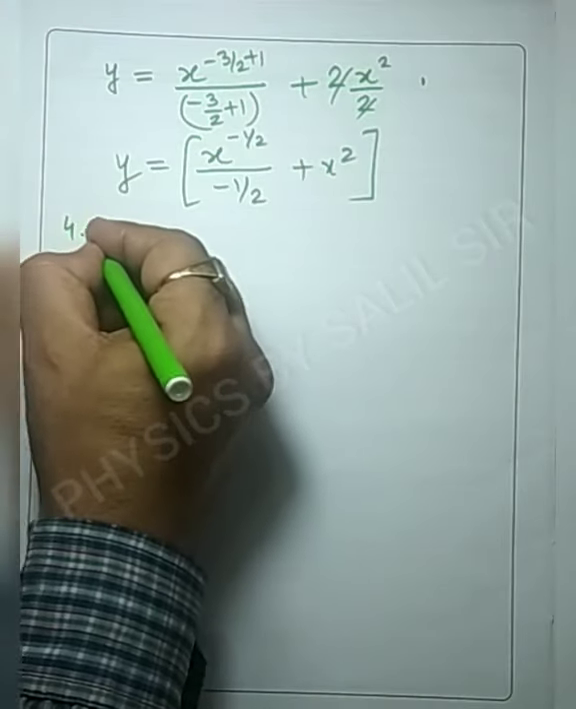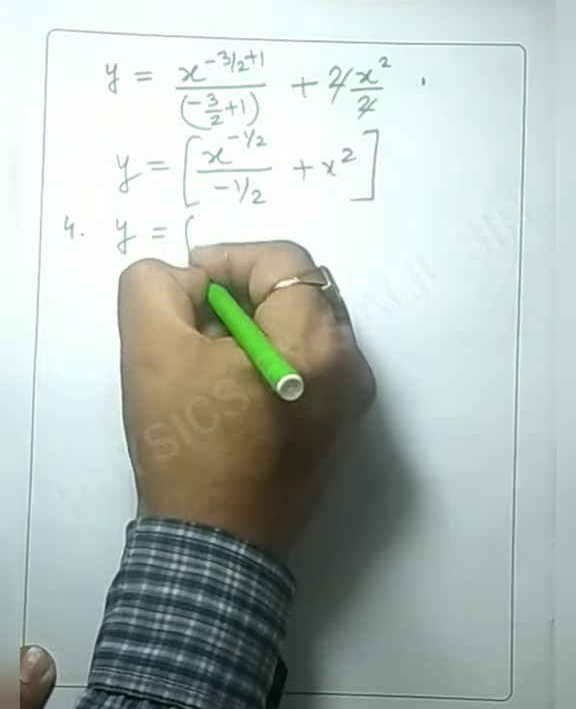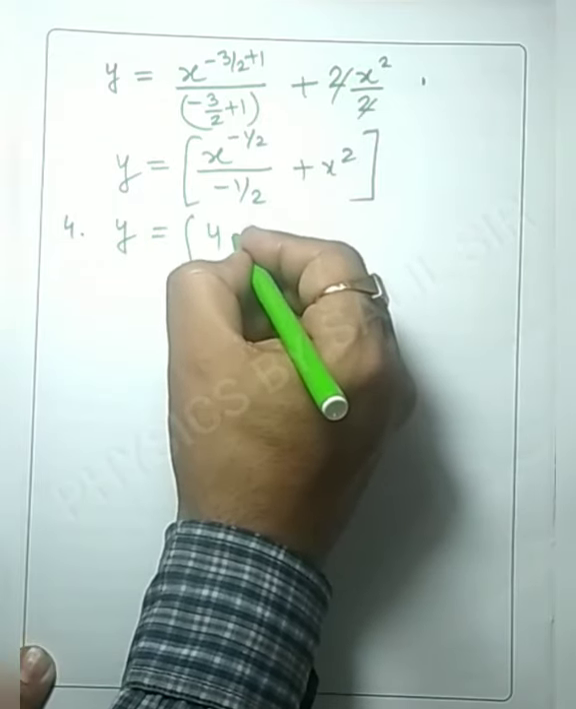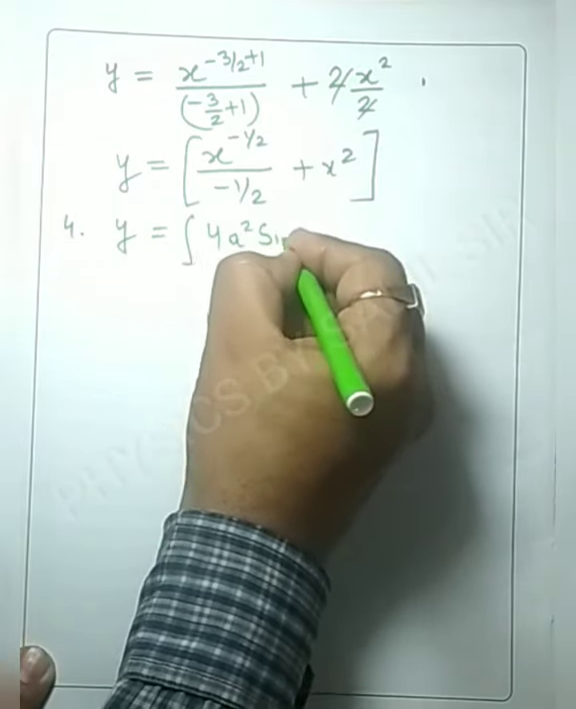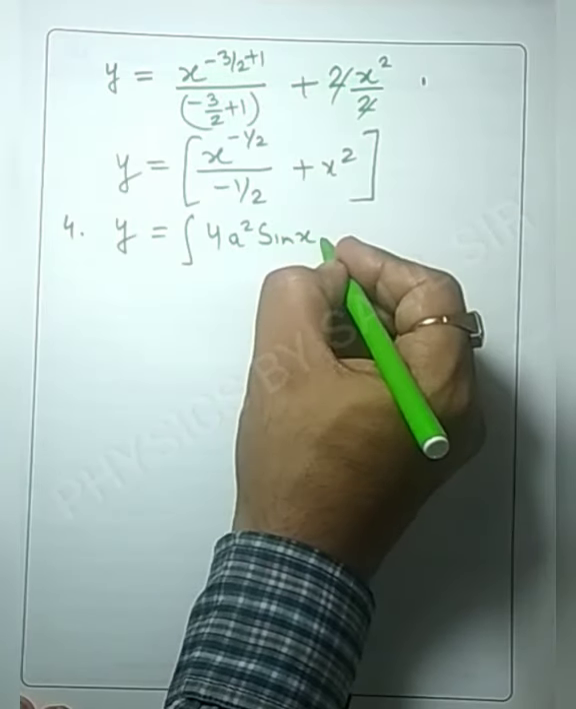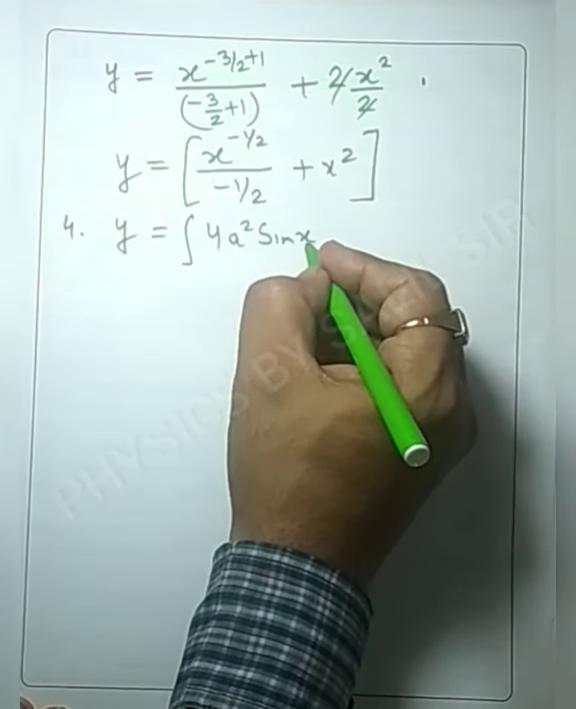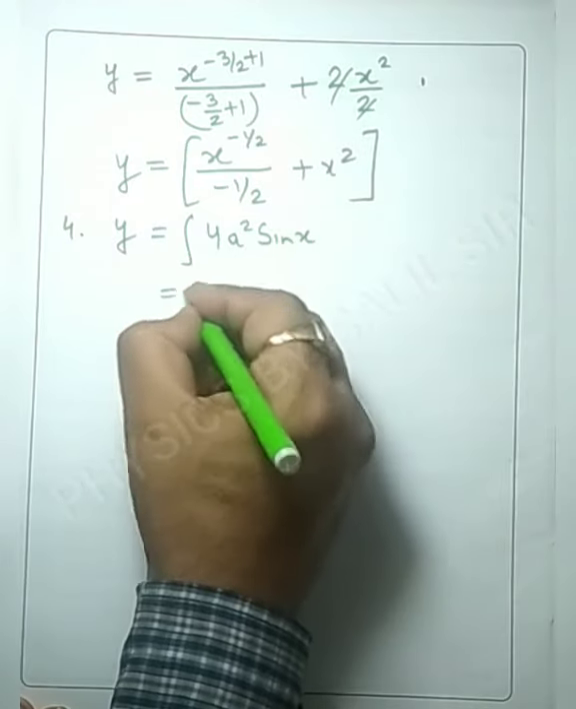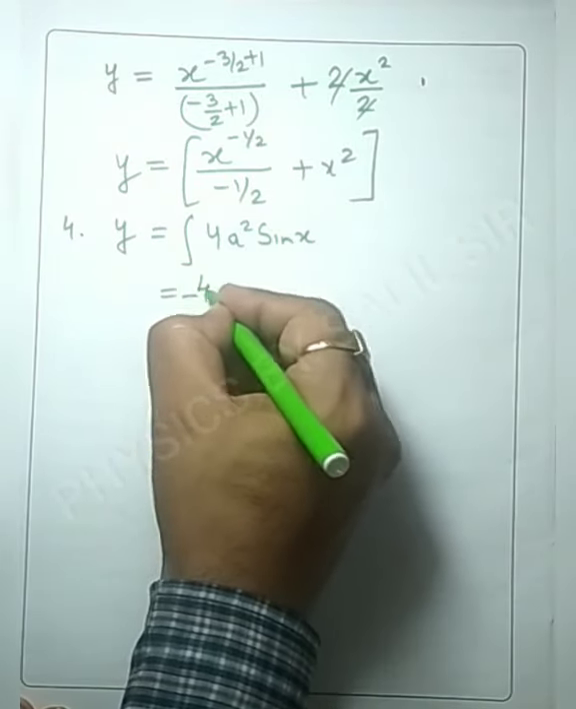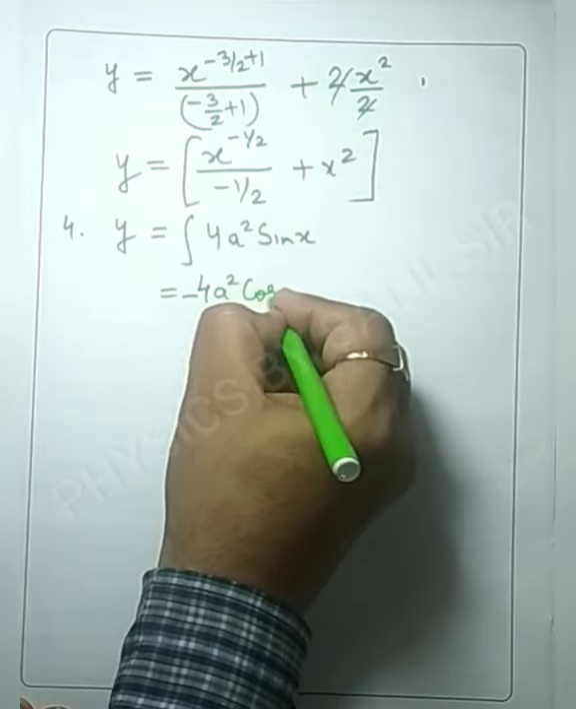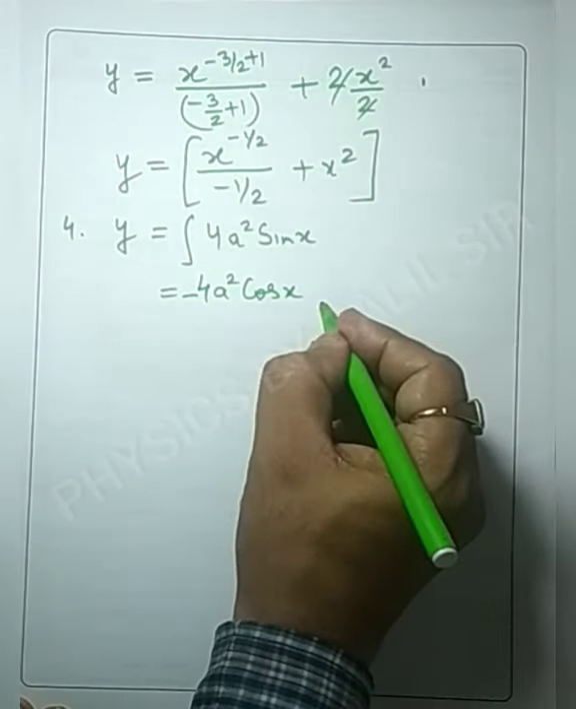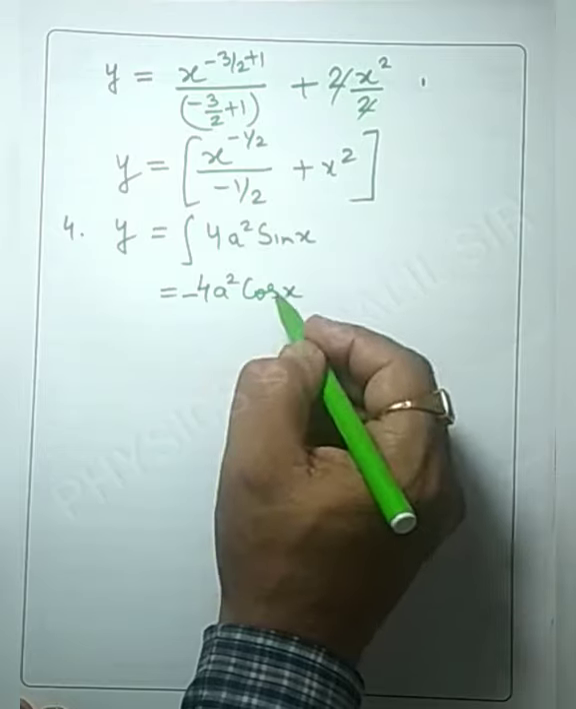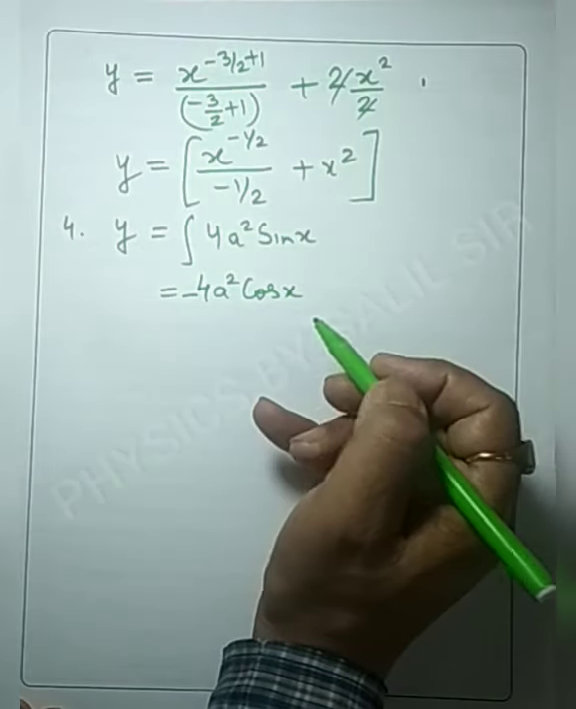Now the fourth one, suppose it is given as y is equal to the integral of 4a square sin x. Then what do we have to do? We have to integrate this, so it will be minus 4a square cos x. Why will it be minus cos x? Because the integration of sin x is minus cos x.